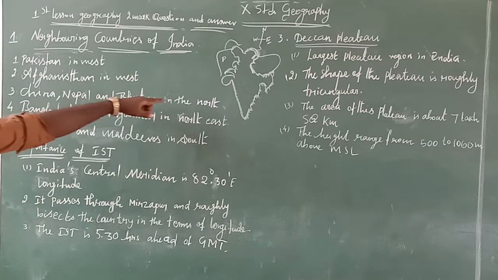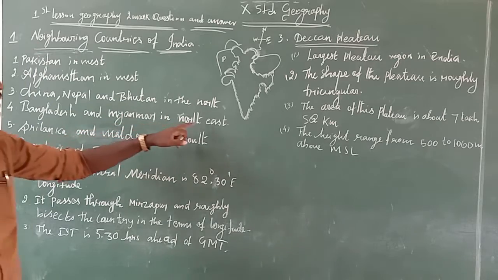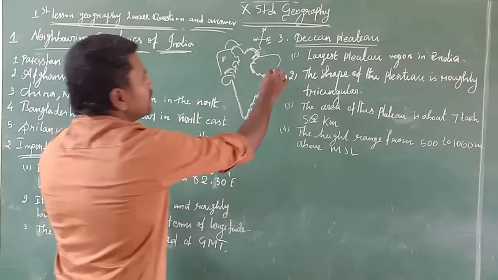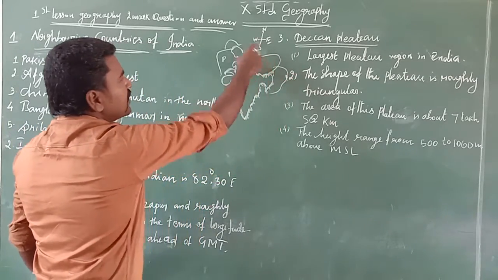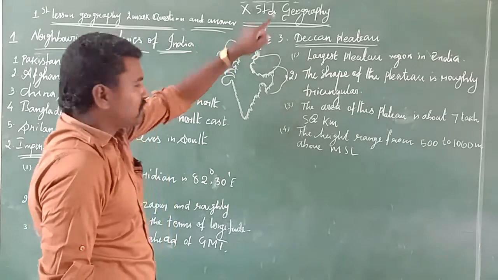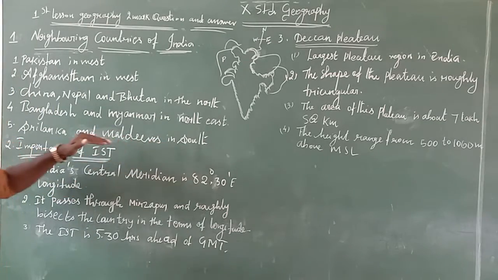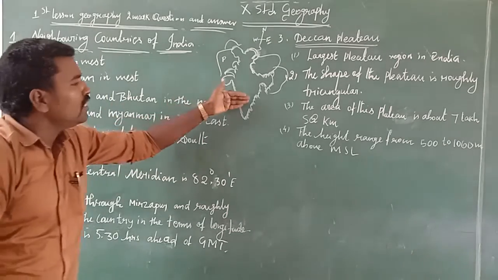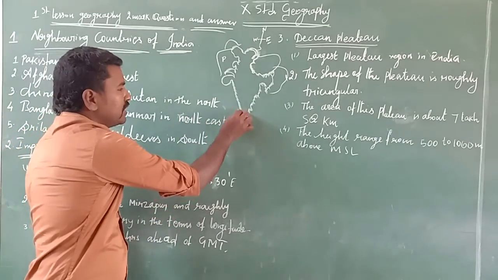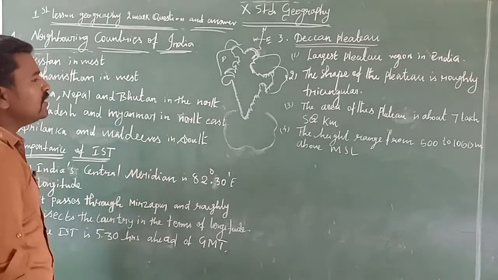These nations are situated in the north part of India, and then Bangladesh and Myanmar. These countries are situated in the northeast part of India. I have given the direction here: northeast. The country is situated between the north and the east direction. And then Sri Lanka and the Maldives, these two island groups are situated in the south part of India, especially in the Indian Ocean. The Indian Ocean is one of the largest oceans in the world.